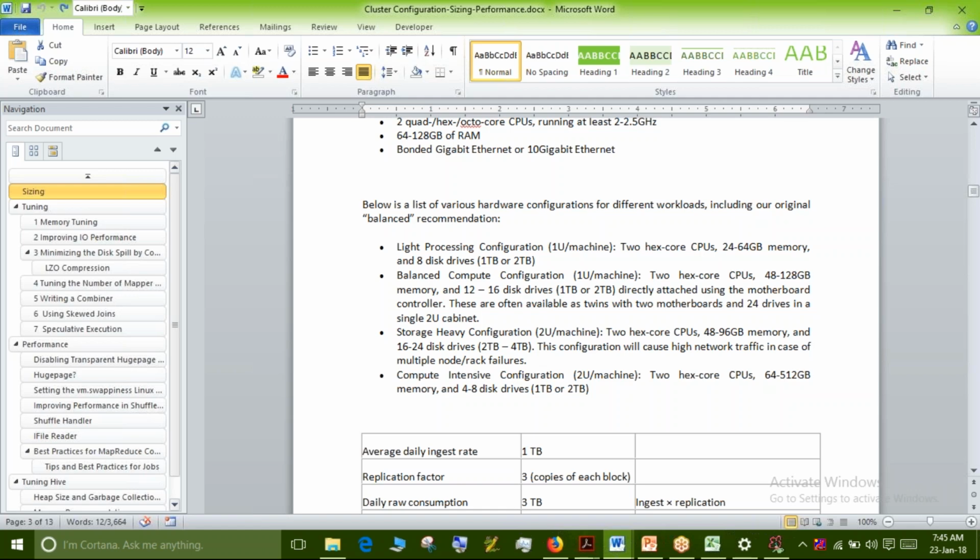That's where we have light processing, balanced compute, storage heavy, and compute intensive. So all the context of your Hadoop needs have been covered. So depending on the type of the cluster you are planning to set up, you need to keep that configuration. All right.